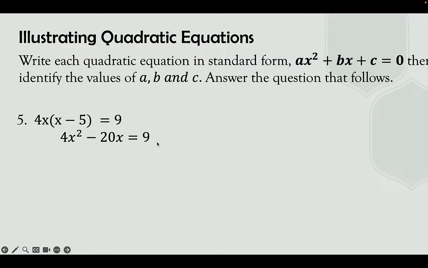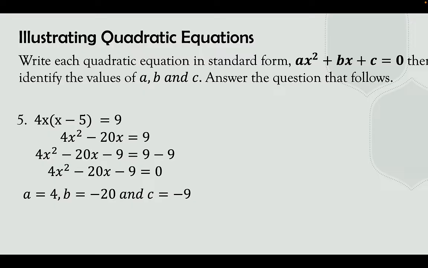Subtract both sides by 9 so that we can have 0 on the right side. So we have here 4x squared minus 20x minus 9 equals 0. So we can now identify the values of a, b, and c. Our a is 4, our b is negative 20, our c is negative 9.